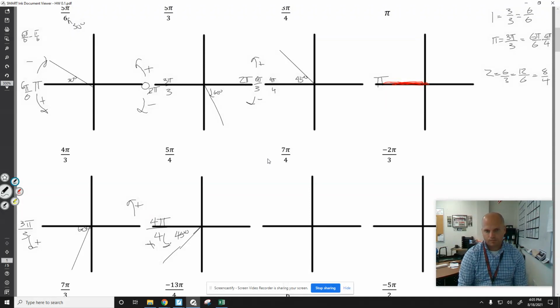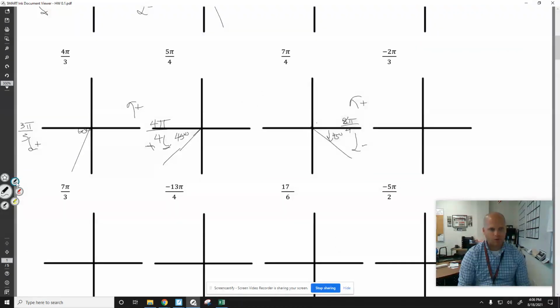7 pi over 4. You can start at 4, and then you got to go 5, 6 pi's over 4, which is 3 pi over 2. Probably easier to start at 2 pi to know that that's 8 pi's over 4. Adding this way, subtracting this way, subtract 7 pi over 4 right there, 45 degrees.